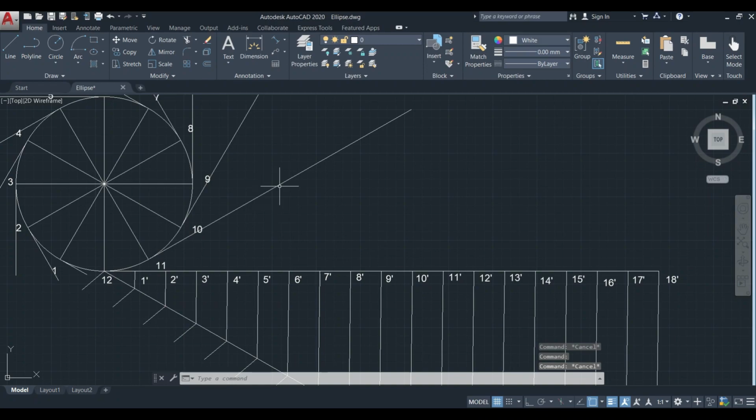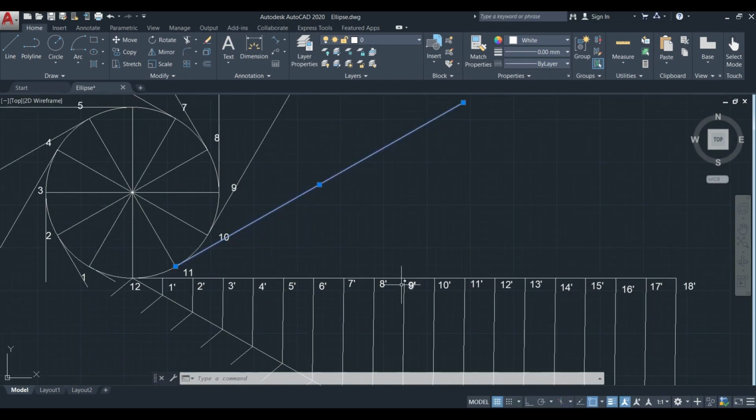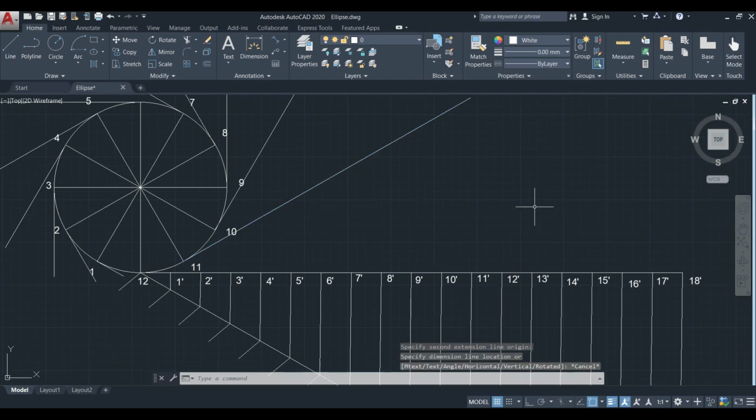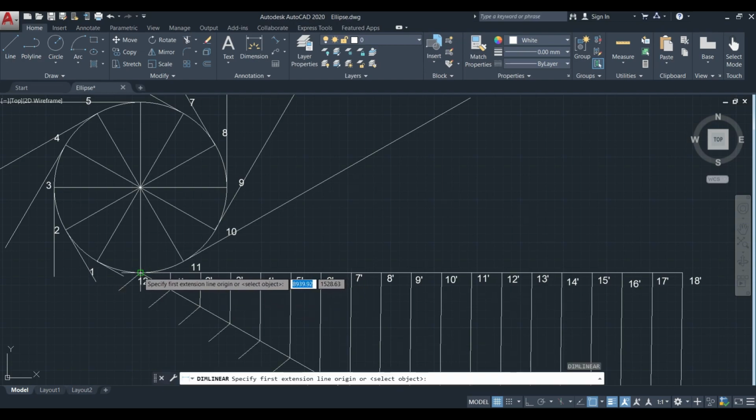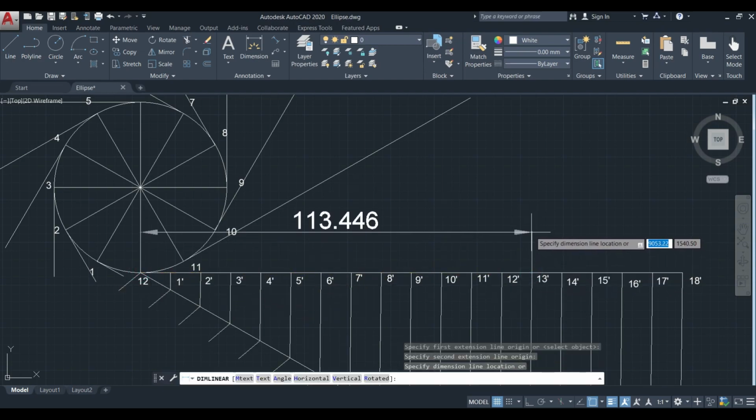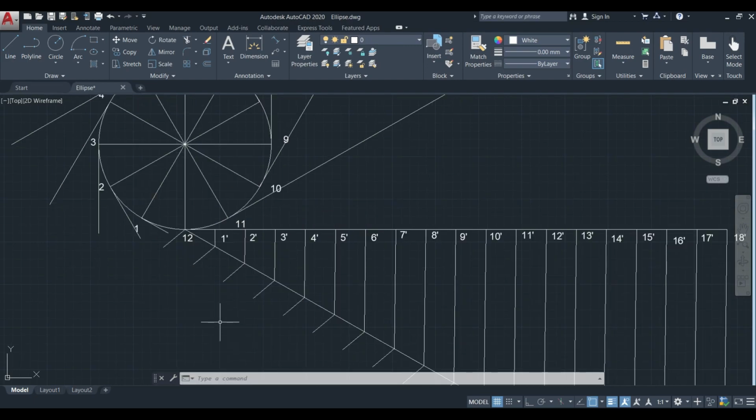Here, after drawing the 11th tangent, the 12th tangent lies on the horizontal line itself, with a distance of 12 dash at this particular point here. So the next tangent, that is the 13th tangent, will have a distance of 13 dash, that is 113.446 mm. So this tangent should be drawn at the point 1 again.